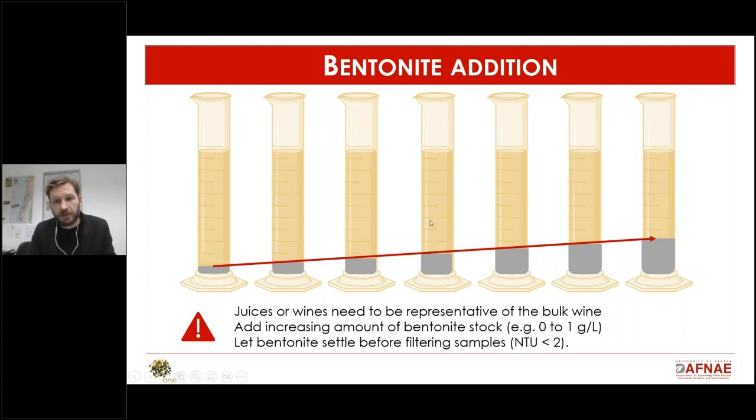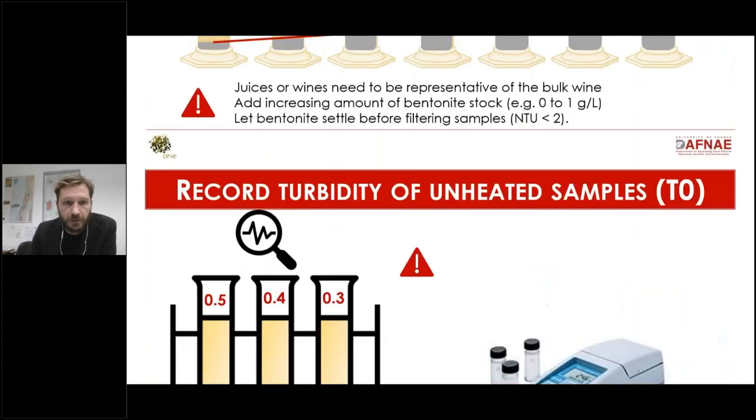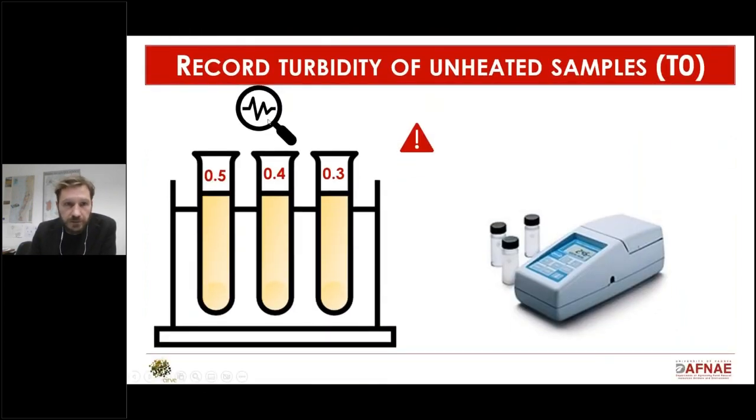And then the bentonite, after it has been added and mixed, needs to be left to settle before filtering the sample again. So the sample needs to be filtered because it needs to be clear before going to the heating step of the heat test. So once the sample has been filtered, you take your nephelometer, you measure, you record the turbidity. That needs to be below 2, better if it's below 1. So for example, these 3 samples, you can see 0.5, 0.4, 0.3 NTUs.